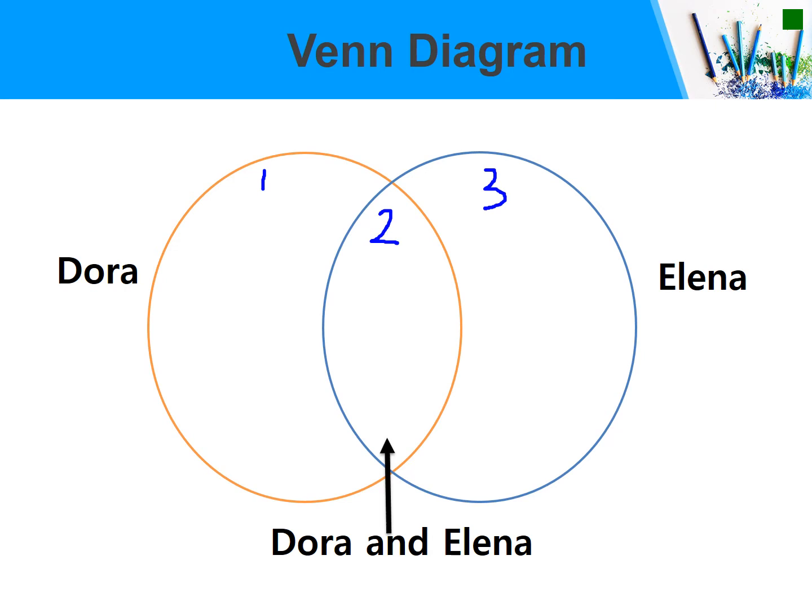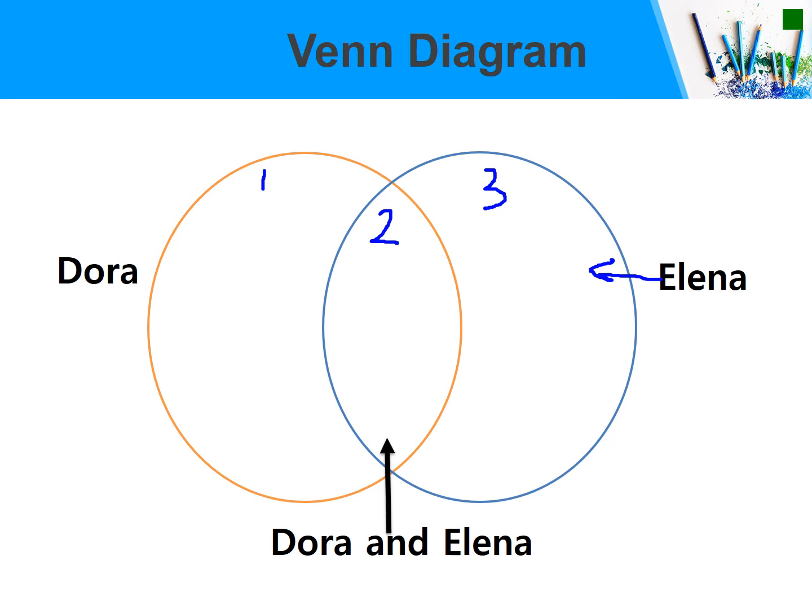Now remember the story of Dora and Elena. If you will write about Dora, you will write about Dora in the first part, because this part is Dora's. And then if you are writing about Elena, you will write in the third part, because this is Elena's area, Elena's place. So you will write all the information about Elena here.